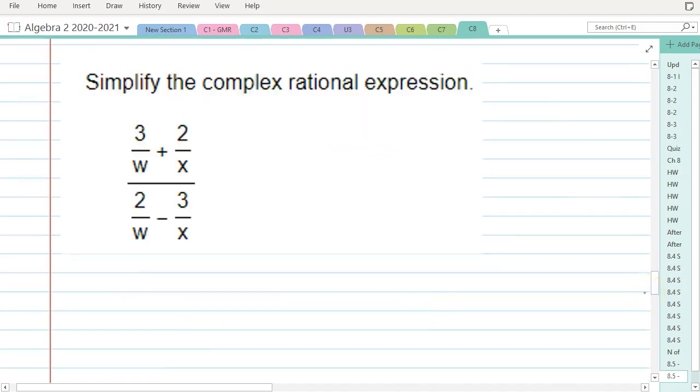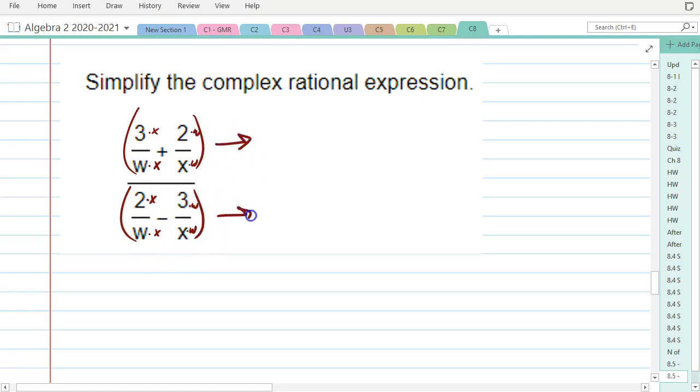Here's another very similar problem. It's almost identical to the last one. It just looks weird. And so same thing. Deal with what's inside those invisible parentheses first. We need to take care of the addition, subtraction, and then we can do the inverting and multiplying. On the top left, I need to multiply by an x, top and bottom, and on the top right, I need to multiply by the w, top and bottom. Same thing on the bottom, times x times x times w times w.